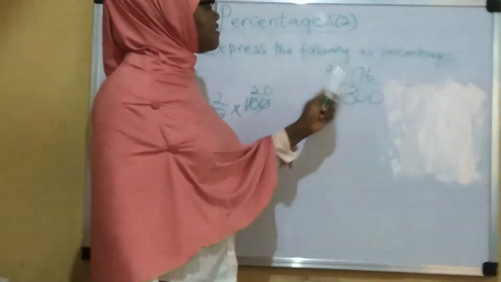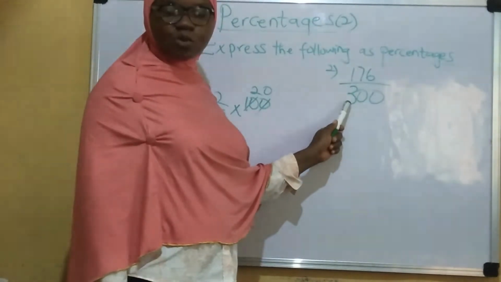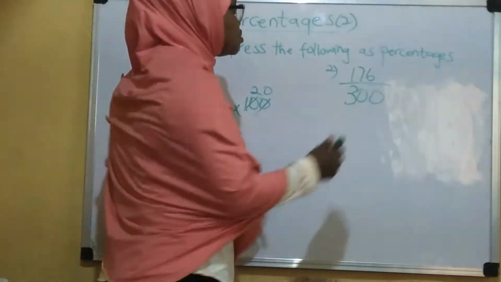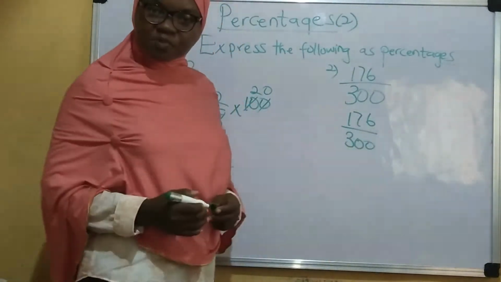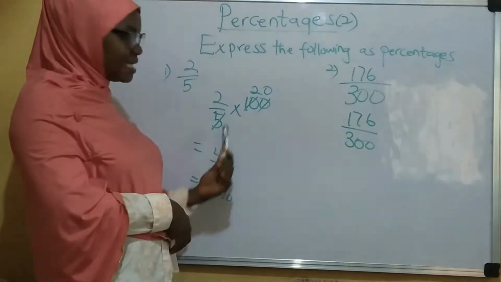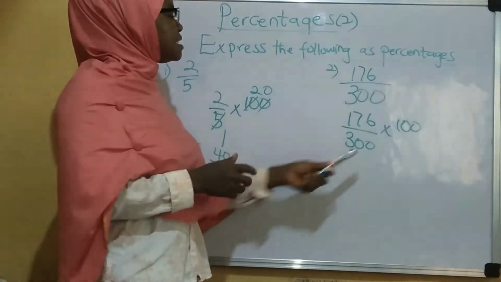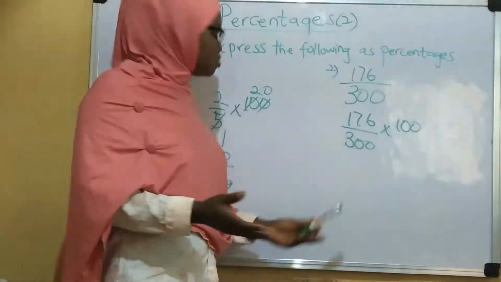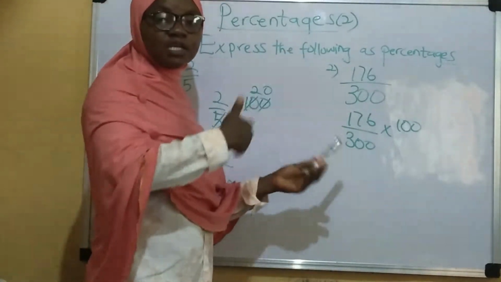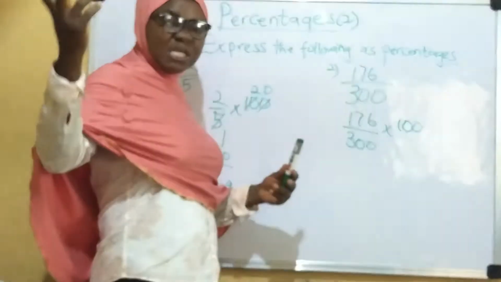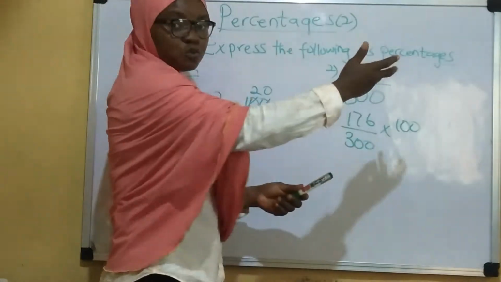I have 176 over 300. I also want to express it as a percentage. So this is what I'm going to do. 176 over 300. To express it as a percentage, I'll multiply by 100, just like I did here. Since this has become multiplication of fractions, I'm going to look at my numerators and denominators and see the ones that are going to divide each other, or I come up with a unique divisor that can divide both my numerator and denominator diagonally, so to speak.